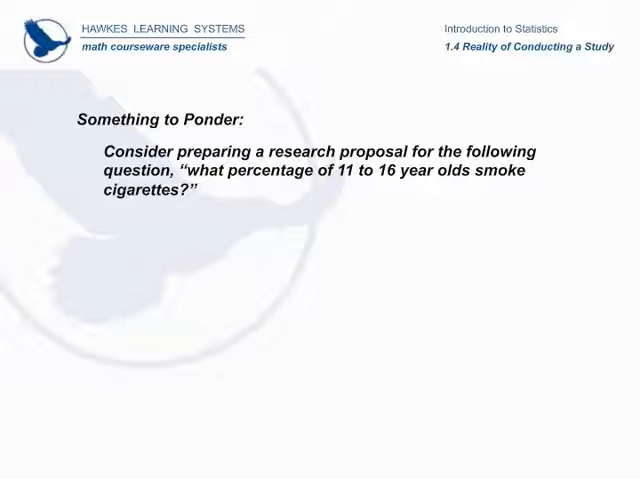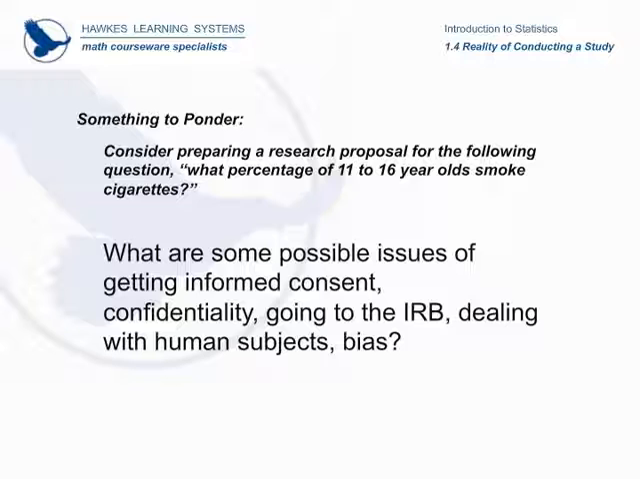Now we have something to think about, something to ponder. Consider preparing a research proposal for the following question: What percentage of 11 to 16-year-olds smoke cigarettes? We would have to think about some possible issues of getting informed consent, because these participants are minors, under the age of 18 or under the age of 21. We'd also have to think about confidentiality, keeping their identity confidential.